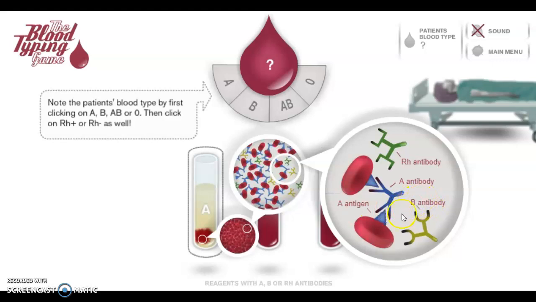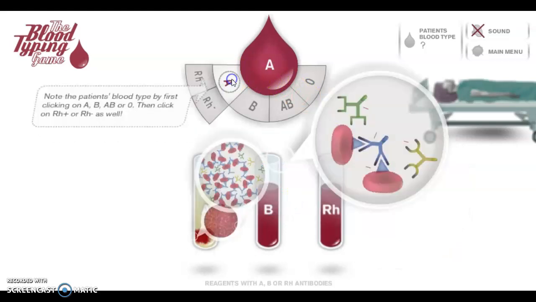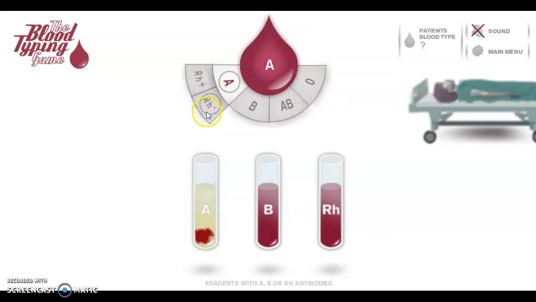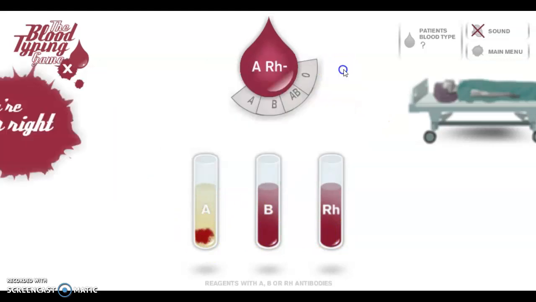Notice there are no antigen Bs on the blood cells, so even though there's antibody B, they're not sticking together with that. Same with Rh. There's no Rh antigen on the blood cells, so the Rh antibodies aren't sticking this together. So that tells us that this person has type A blood, and it's Rh negative, meaning they do not have Rh. Again, you can see that here. It's clumped in A. It hasn't clumped anywhere else. So we'll select that, and we got it right.